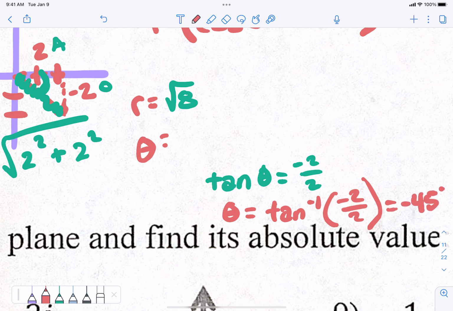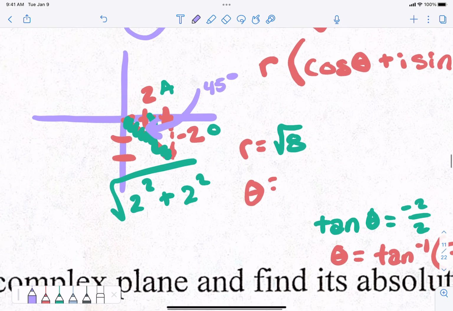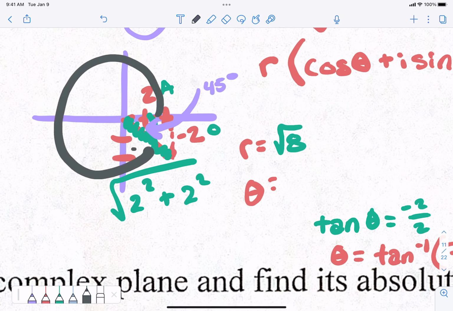Okay? Now we're almost done. That's not what theta is. That means that this angle right here is 45 degrees. Okay? But I want to go in standard form all the way around. So we're reflecting an angle in the fourth quadrant, right? If you say 45 degrees, I'm going to say that you're in the first quadrant. How do I say that that's in the fourth quadrant? 315. In the fourth quadrant it would be 315 degrees.